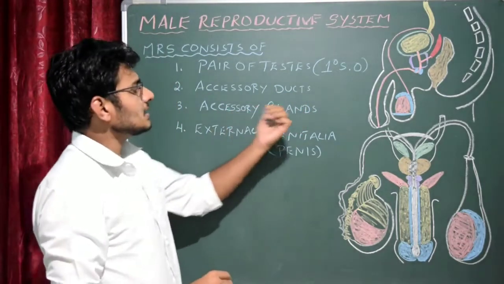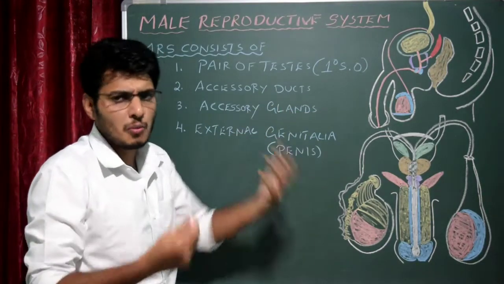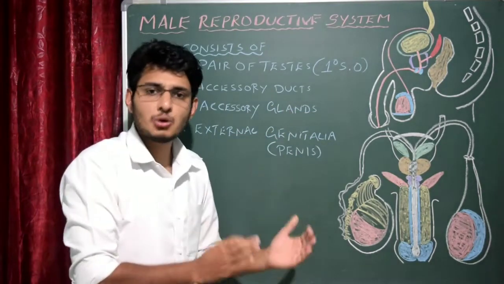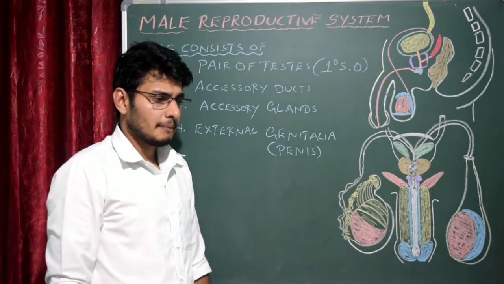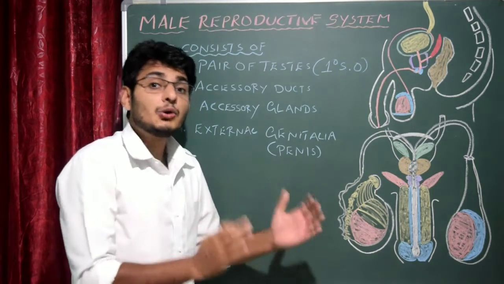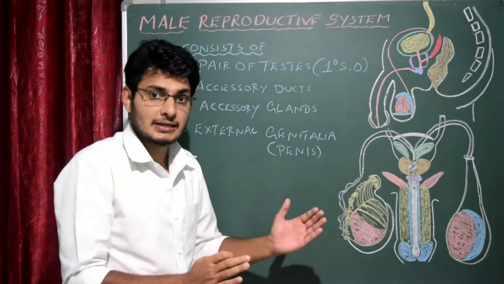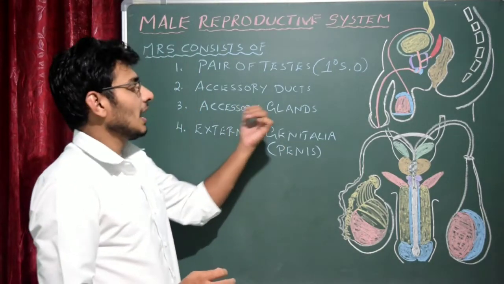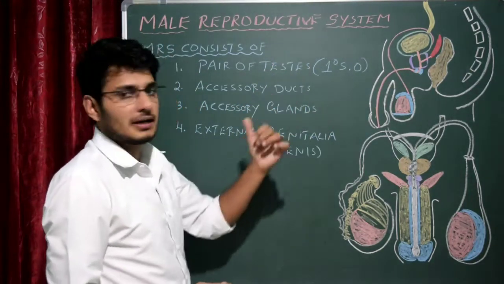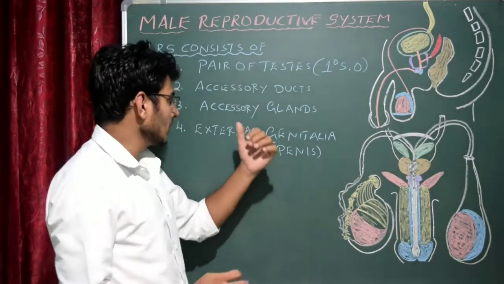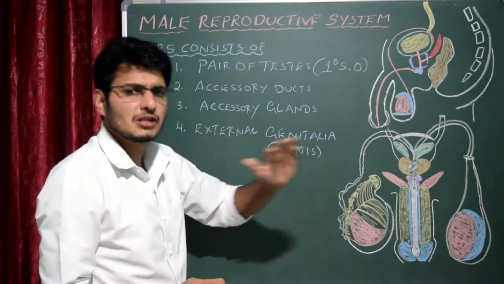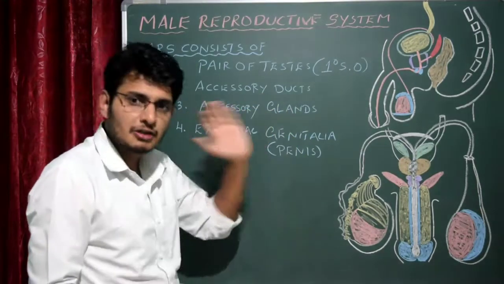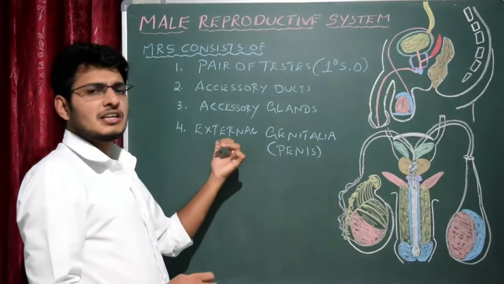Whereas the accessory glands, these are not endocrine glands, these are exocrine glands. I'll be talking about accessory glands a bit later once I complete the structure of the testis. There are more actually, but for your board examination you just learn only 3 accessory glands. I'll talk about it. Then actually the external genitalia.